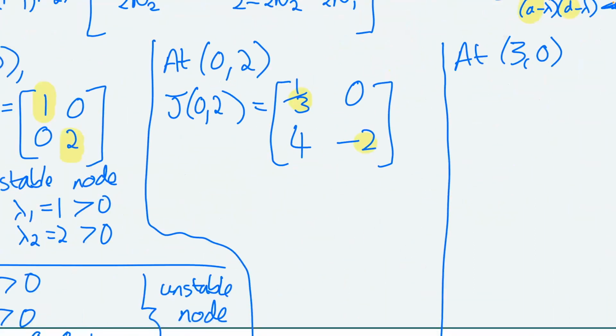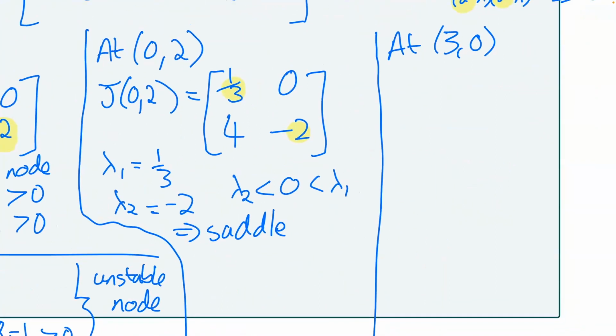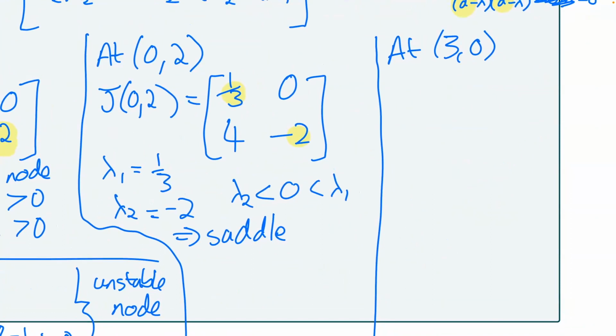So here we have eigenvalues. Lambda 1 is a third, lambda 2 is minus 2. So we have lambda 2 is less than 0, lambda 1 is greater than 0. What do we have? Saddle. In the solutions, I'll upload what happens if you look at this by looking at the trace and the determinant instead, if you're more comfortable doing it that way. Both things give you the same answer.